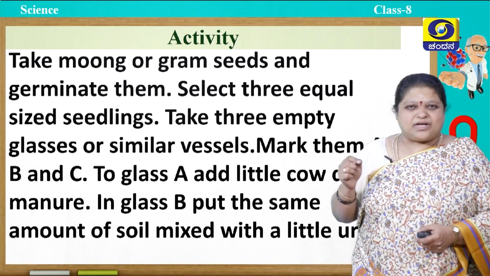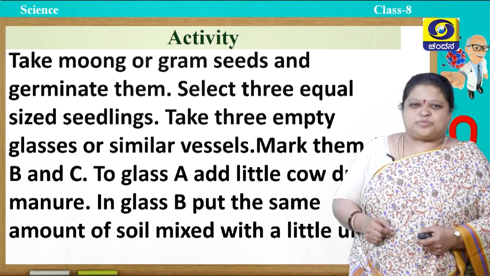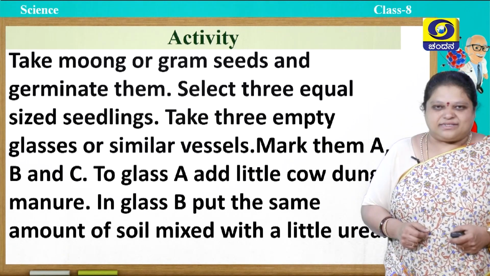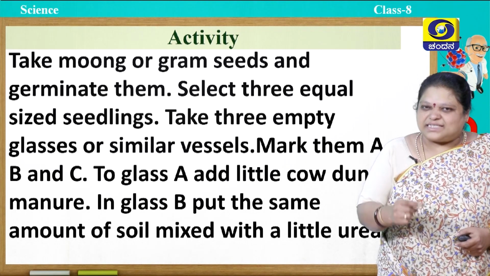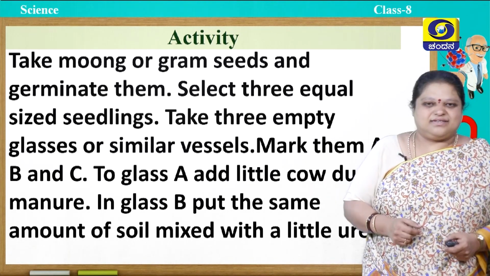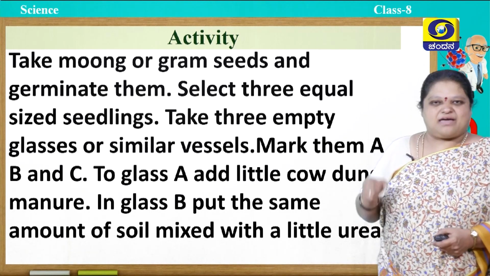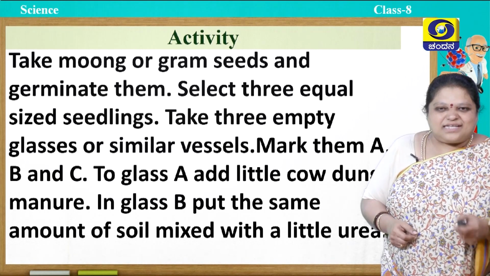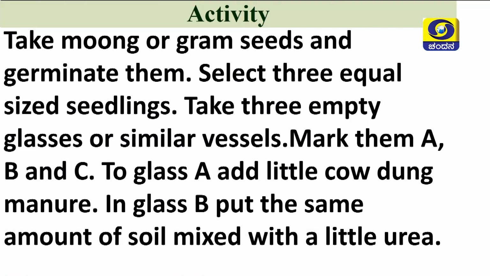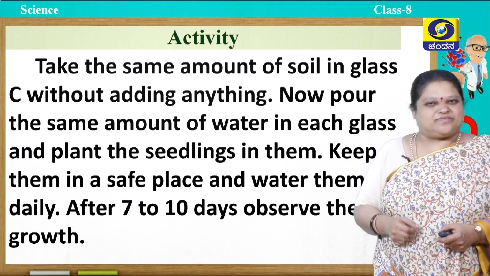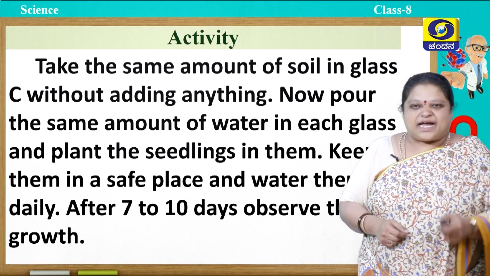We will do one small activity that is present in your textbook. First, you take some moong or gram seeds and germinate them. Next, you select 3 equal sized seedlings. Take 3 empty glasses or similar vessels. Mark them A, B and C. To glass A, add little cow dung and manure. In glass B, put the same amount of soil mixed with a little urea. Next, take the same amount of soil in glass C without adding anything.